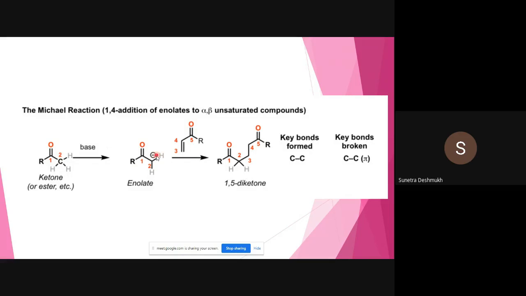So as this is a soft nucleophile, it will add to the soft carbon-carbon site of the Michael acceptor, the carbon-carbon double bond. In this way, this reaction is going to occur. You can see the numbering 1, 2, 3, 4, 5. The addition occurs via the 1,4 addition pathway, the conjugate addition pathway. A carbon-carbon single bond has formed, and a carbon-carbon pi bond has been broken.